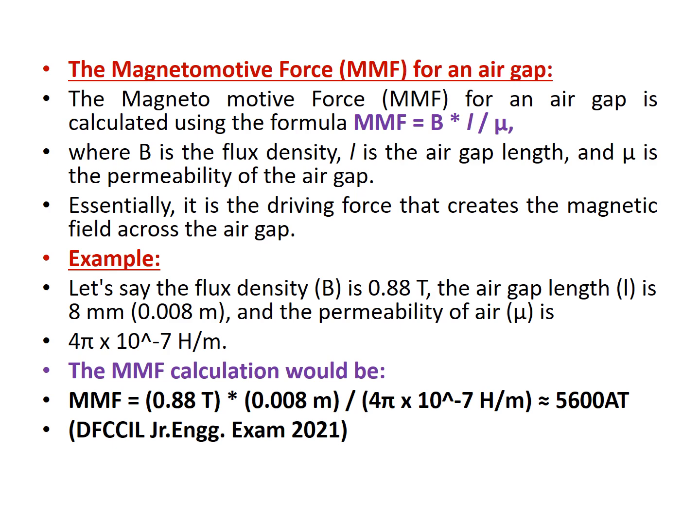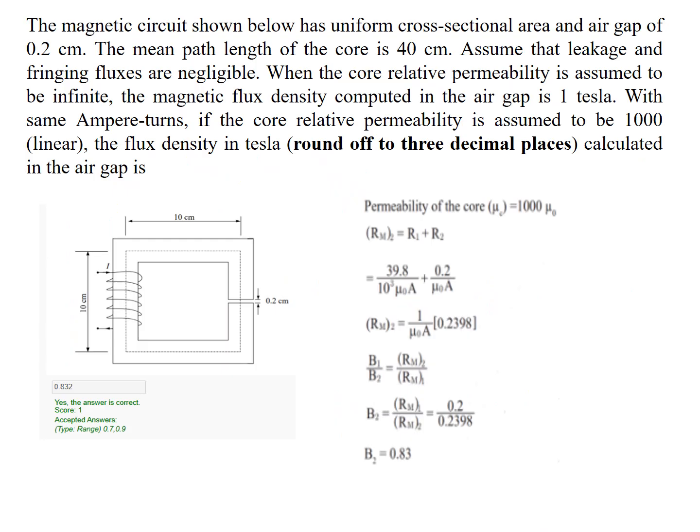Therefore we have to convert this length into the suitable unit. So we have 0.008 meter divided by the permeability of the air, which is 4 pi into 10 raised to minus 7 Henry per meter. Therefore, MMF is equal to 5600 ampere turn. This question was asked in one of the competitive exams, the DFCCIL Junior Engineering Exam 2021.